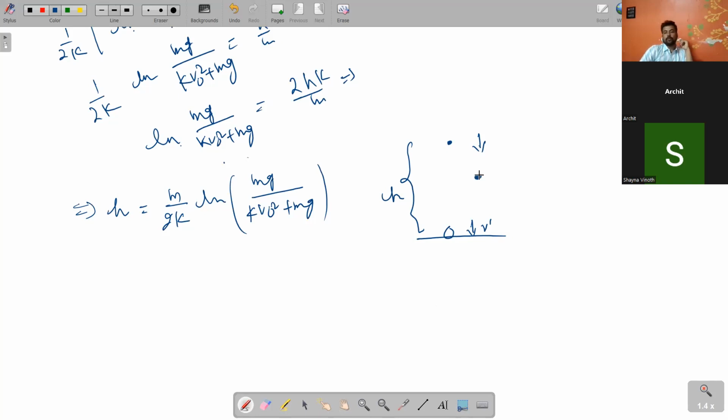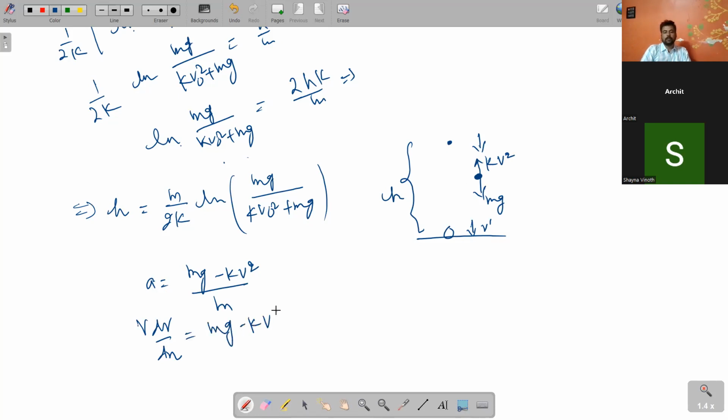when the body will fall, mg will act downward, but in this case drag will act up, that is kv square. So net force will be mg minus kv square, because we know that definitely the ball will fall down. So net force is towards down, and net acceleration will be towards down. This acceleration can be written as v dv by dx, no negative sign.